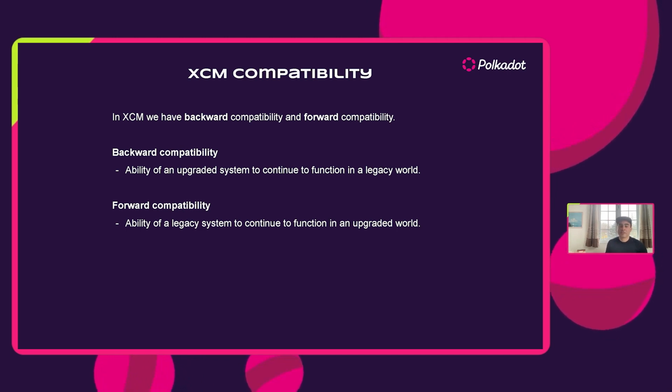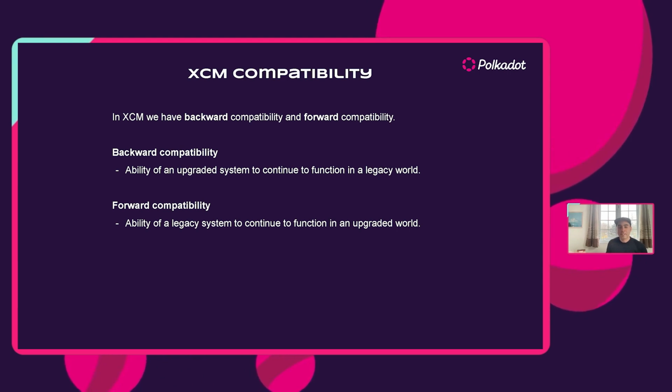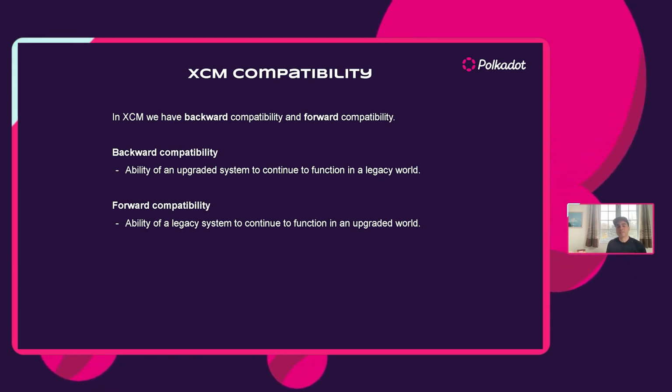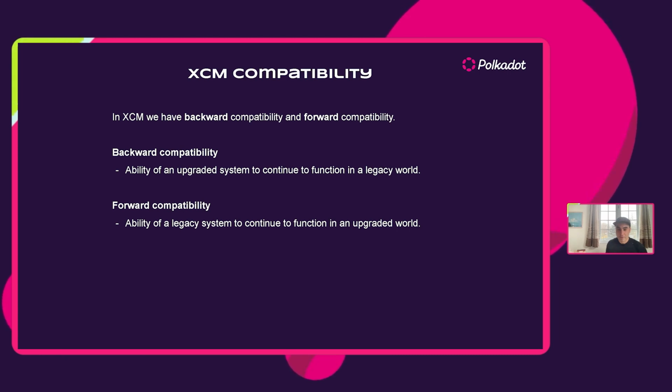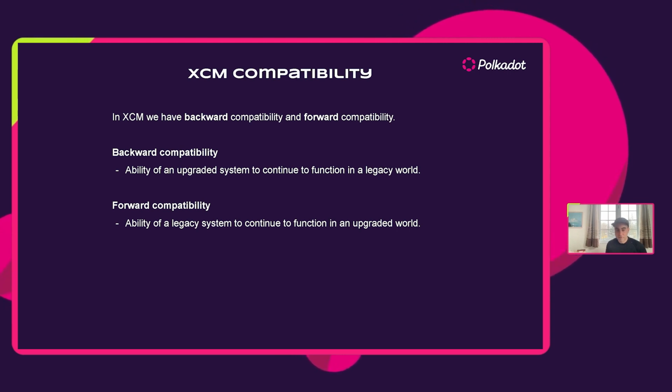So in XCM, there's a concept of backward compatibility. Backward compatibility is the ability of an upgraded system to continue to function in a legacy world. And forward compatibility is the ability of a legacy system to continue to function in an upgraded world, right?